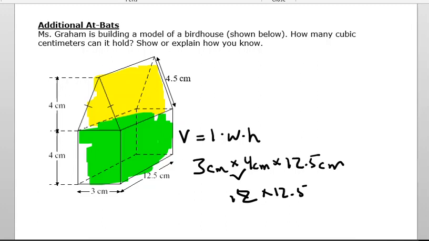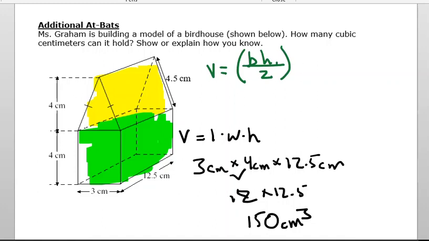12 times 12.5 gives me 150 centimeters cubed for the bottom part of my birdhouse, the rectangular prism. All right, and so my volume for a triangular prism is equal to base times H1 divided by 2 times H2. What does that mean, Miss Syed?